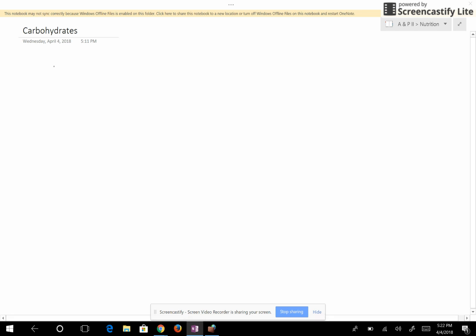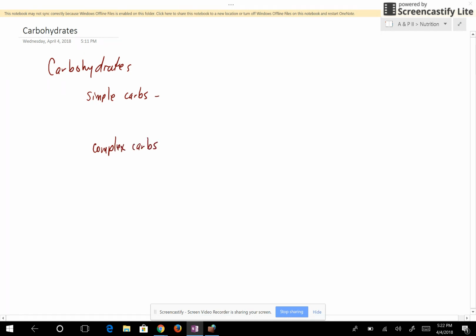Carbohydrates. Let's look at an outline for carbohydrates. Okay, there are two major types of carbohydrates. You have simple carbohydrates, or simple carbs, and complex carbs.